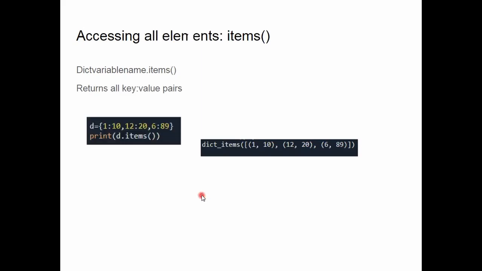Now if you want to display all the items, the key-value pairs, all the elements of the dictionary, where all the keys and values have to be printed, I can use d dot items. So I'm going to get this kind of format: the key 1 and value 10, 1 comma 10, the key 12 and the value 20, 12 comma 20, like this.